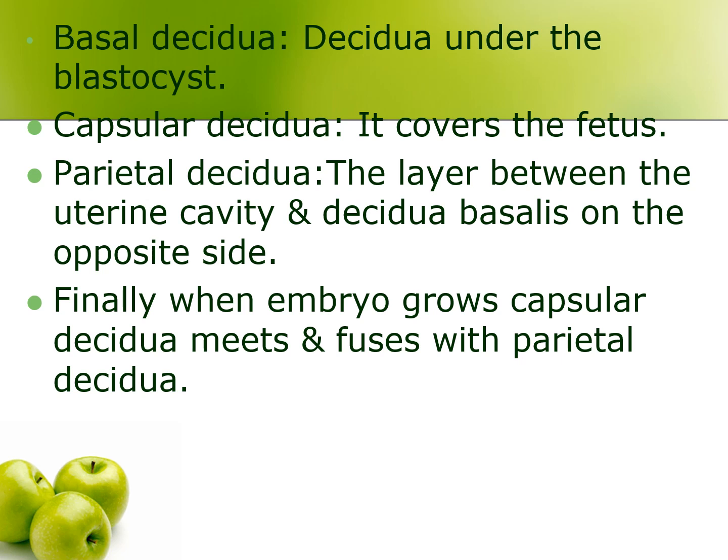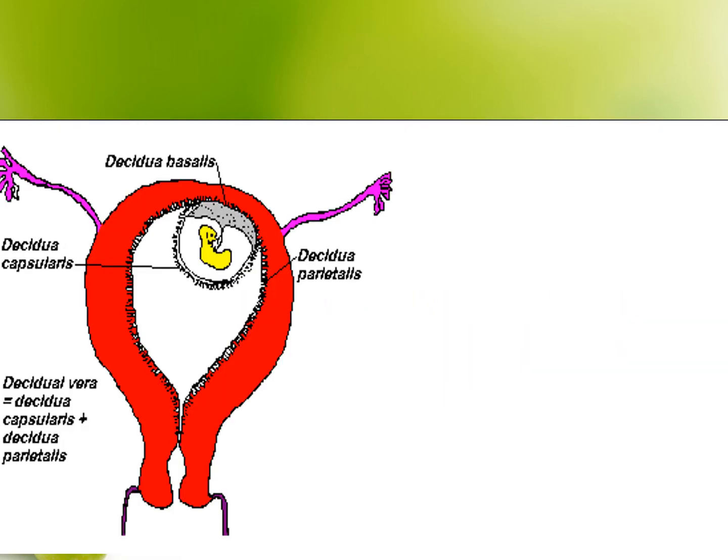Capsular decidua means it is the decidua which covers the fetus. Parietal decidua means it is a layer between the uterine cavity and the decidua basalis on the opposite side. Finally, later when the fetus is growing, this capsular decidua meets and fuses with the parietal decidua. I will explain it with the help of a picture.